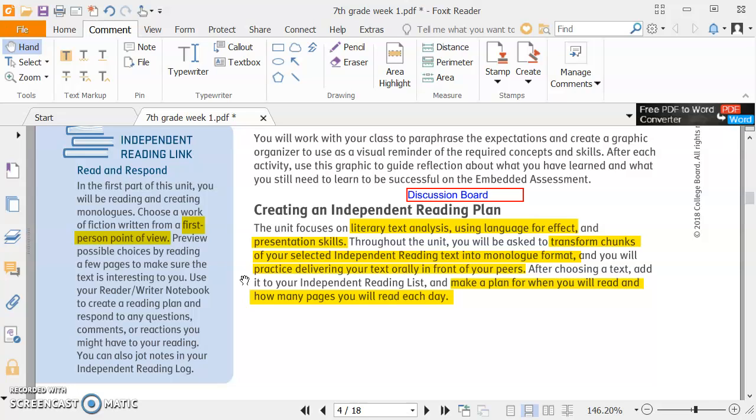If you have any questions about whether the book of your choice is first person or not, feel free to ask and I could help clarify that for you. Now it says preview possible choices by reading a few pages to make sure the text is interesting to you. Use your reader-writer notebook to create a reading plan and respond to any questions, comments, or reactions you might have to your reading. You could also jot notes in your independent reading log. So there will be a space on Canvas for that as well. And I will post a further video to guide you on how to do that.